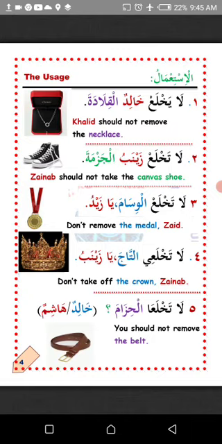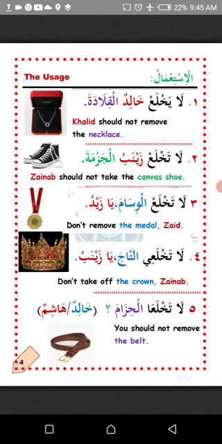لا تخلع الوسام. So do not remove the medal. Ya Zaid, Zaid. La takhla il-wisam. Do not remove the medal. Ya Zaid, Zaid. Remember, al-wisam means medal or a badge of honor. La'alaka fahimt? I hope you understand.